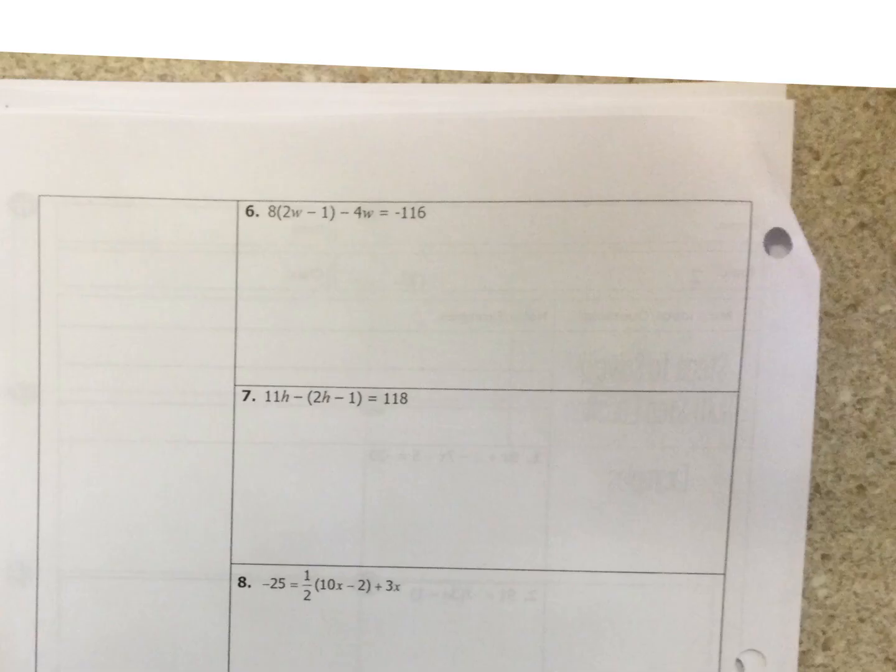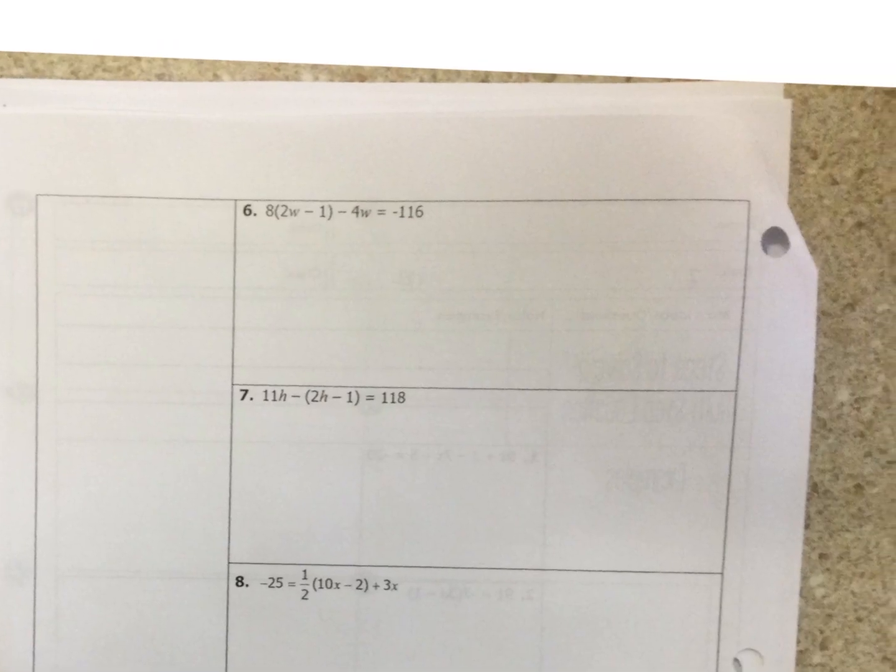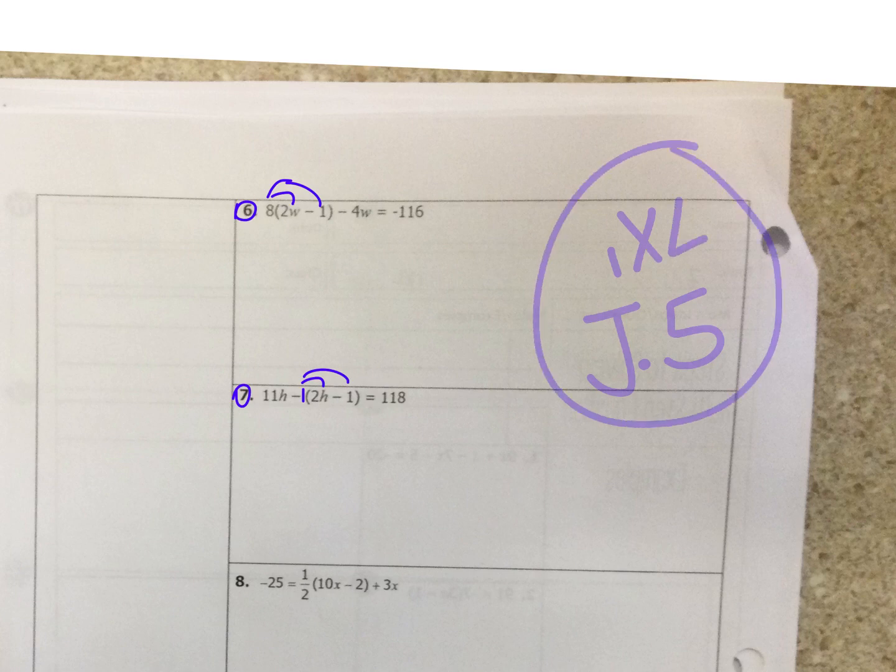On the back page, I would like for you to do number 6 and number 7. Be sure to distribute, combine the like terms, and then start moving stuff around. Be sure to distribute that negative 1 in number 7. When you are finished with all of that, you need to turn it in and show it to me. And you need to do IXL J5. Thank you.